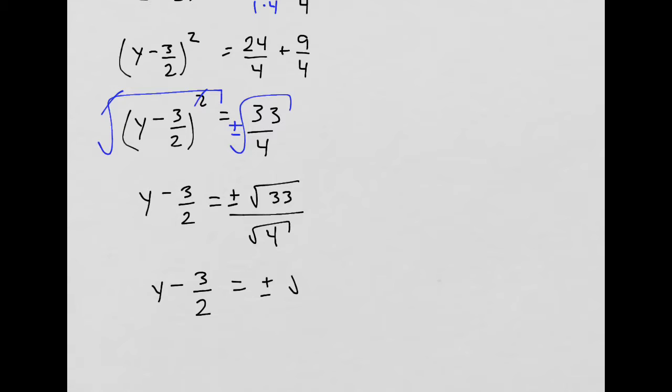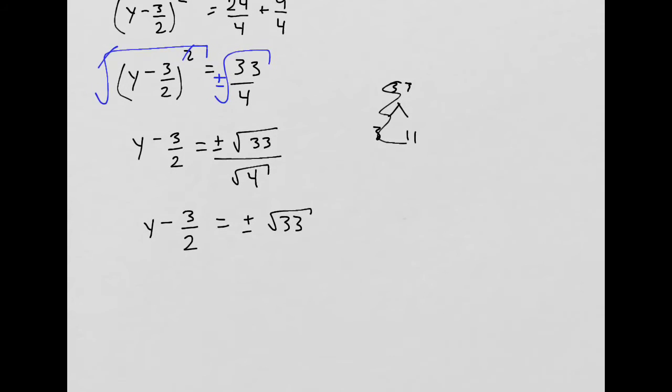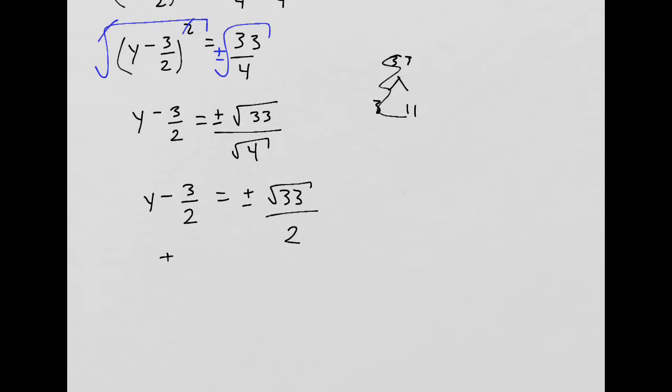Plus or minus the square root of 33. Can I reduce that? 33, that's just 3 times 11. No, I can't. And then over 2, because the square root of 4 is regular 2. No more square root. And then I can write 2 separate equations, so that's what I'll do.